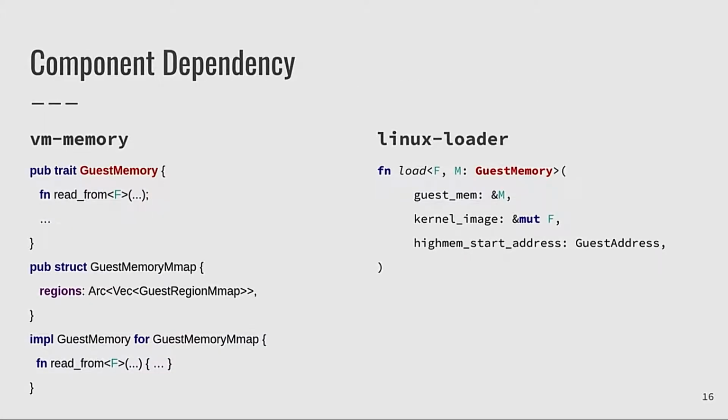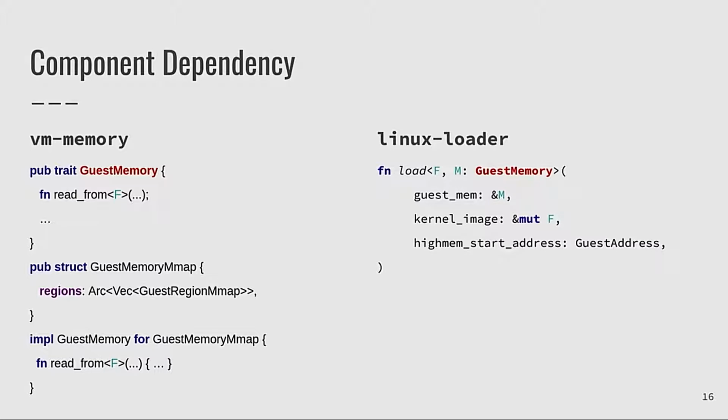And implementing your custom backend is not the only reason why you want to use traits in Rust VMM. Another reason is that even though we strive to have components that are independent, this in practice cannot possibly happen. So you will have dependencies between components. And one classic example is the dependency between the Linux loader and the VM memory. Linux loader is just a simple crate that just loads a kernel image into guest memory. So because of that, it obviously needs a reference to the guest memory.